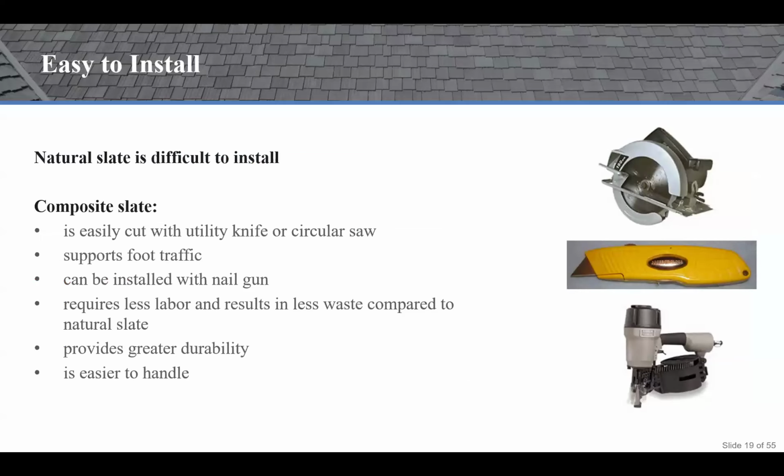When it comes to easy installation, natural slate is really difficult to install, which is why there are few slaters on the market today. The material is very brittle, it's heavy, and it has to be hand nailed. Breakage at the job site requires additional material, which in turn adds costs and increased landfill waste. Conversely, composite slate can be easily cut with a utility knife or a circ saw. It's lightweight, it supports foot traffic so you can walk on it, and it can be installed with a nail gun. As a result, composite slate installation requires less labor and in turn results in less waste.